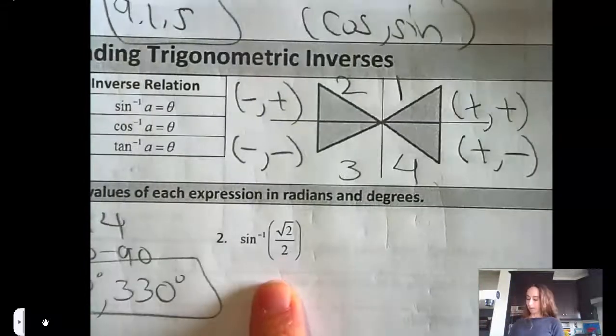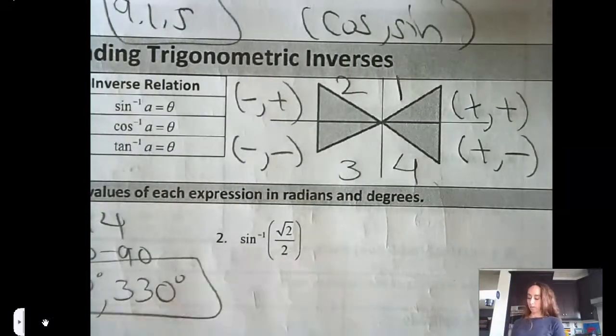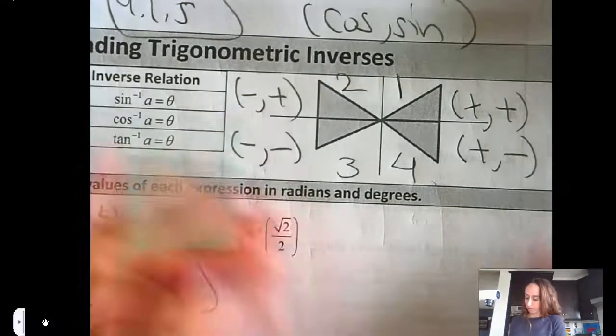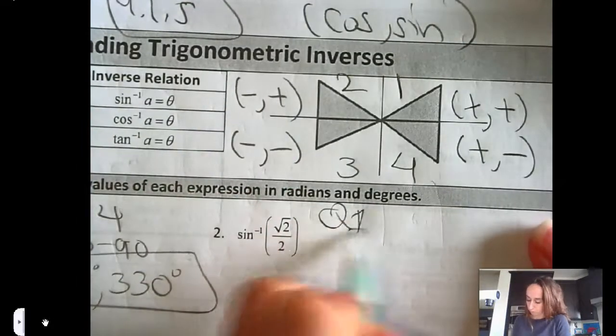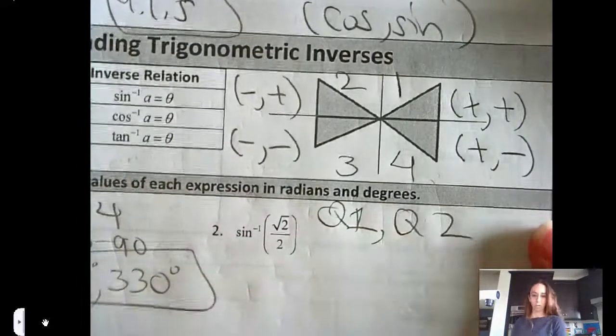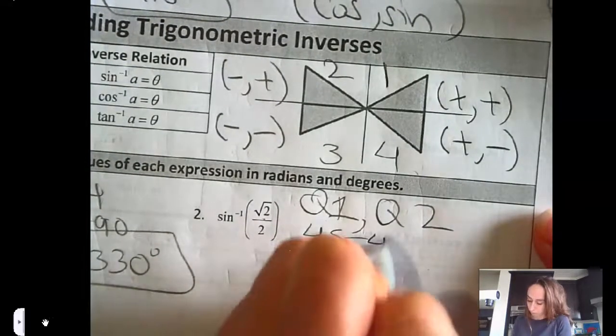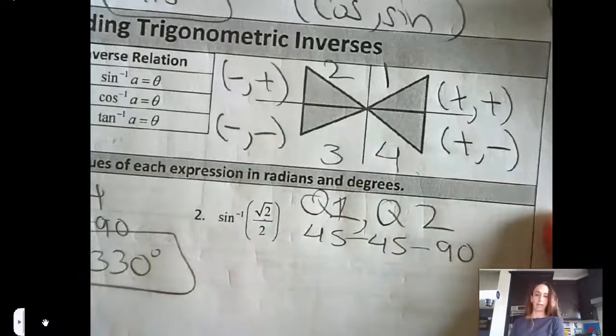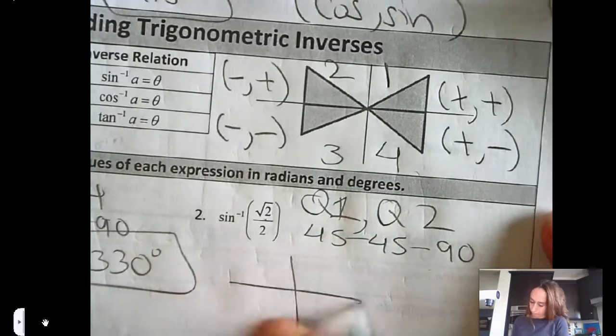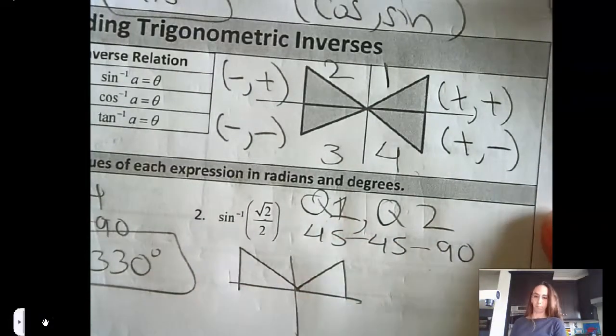Now let's go over here. If we're going to play this game, where is sine positive? Well, sine is positive in the first quadrant and the second quadrant. And if I'm dealing with a rad 2, it's a 45, 45, 90. So now I'm going to draw it here and here.